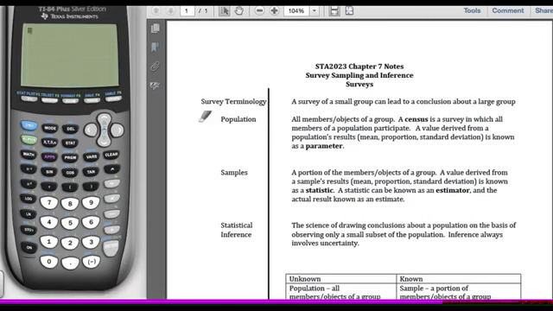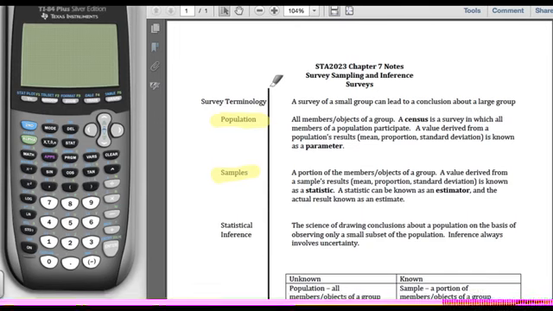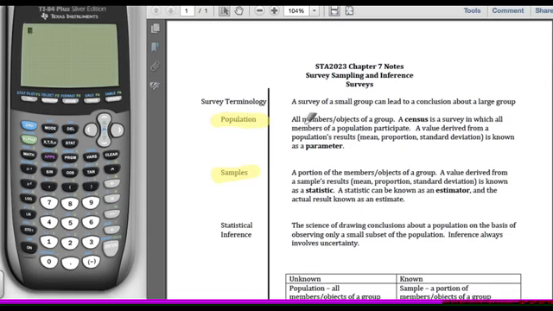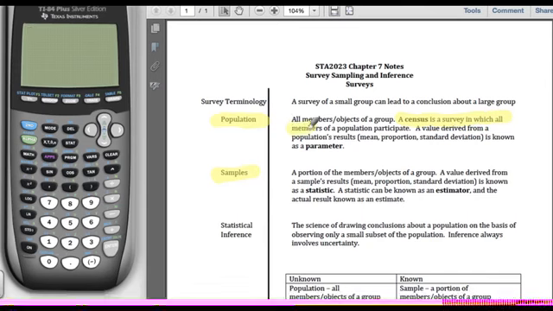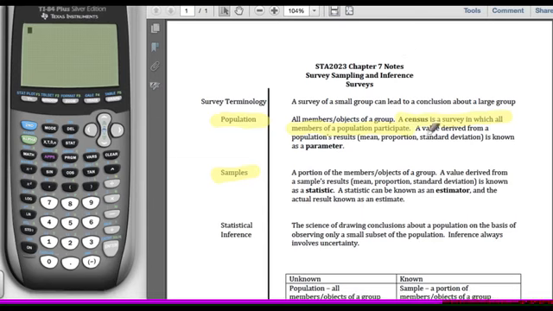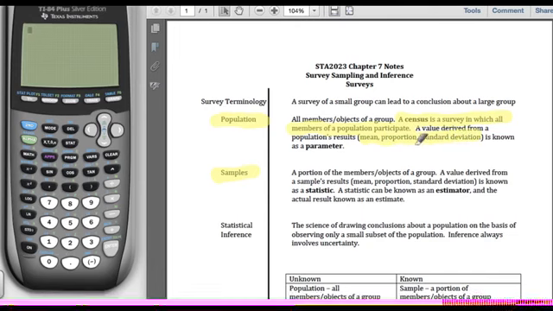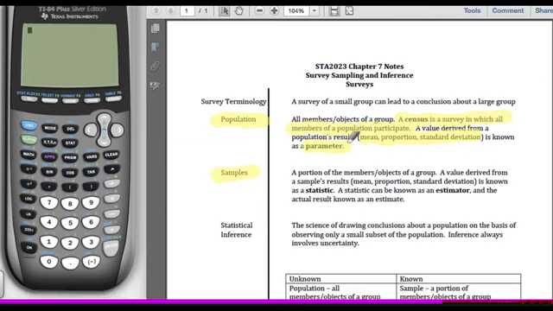We've already discussed the terms population and samples back in our first couple of chapters. We want to refine this a little bit further by saying that a population is all members of a group. We've seen that before. But a census is a survey in which all members of a population participate. And if you can conduct a census, a value derived from those results, from the population's results, a mean, a proportion, a standard deviation, that is known as a parameter.